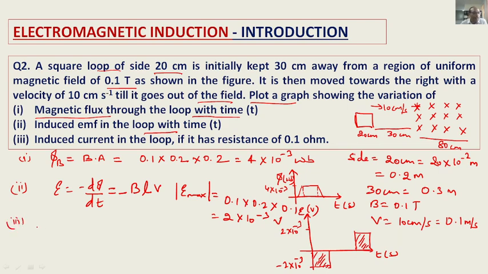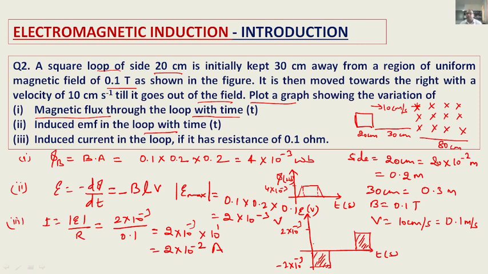Third, induced current in the loop. Now we need to find the induced current. We already found the maximum EMF. So induced current I is equal to magnitude of EMF by R. Magnitude of EMF is 2 into 10 power of minus 3, divided by resistance, given as 0.1 ohm. So it is 2 into 10 power of minus 2 ampere.